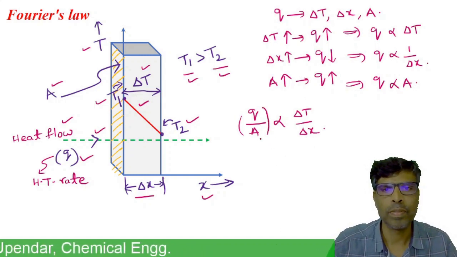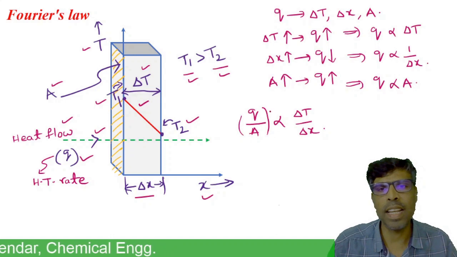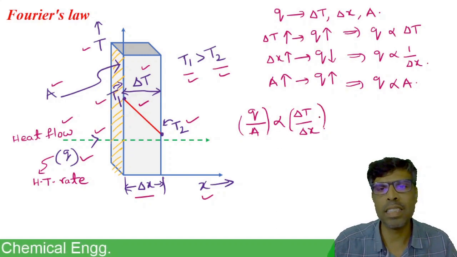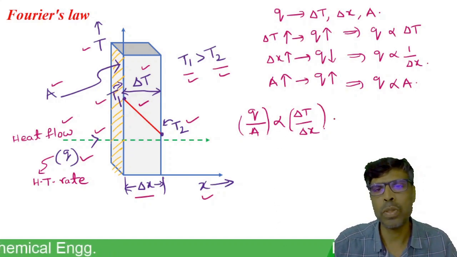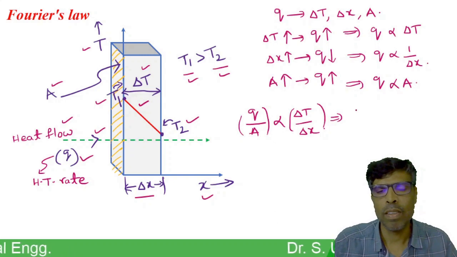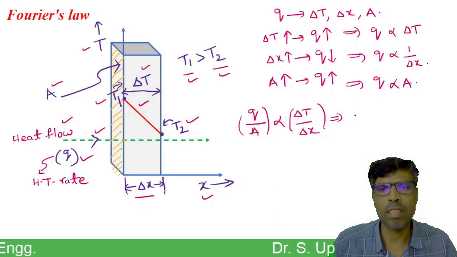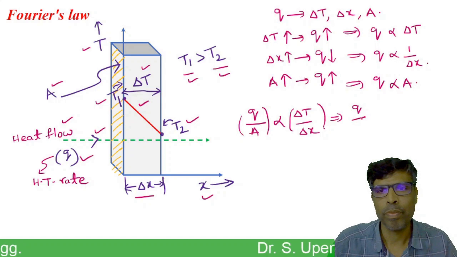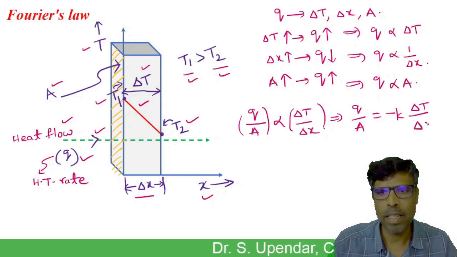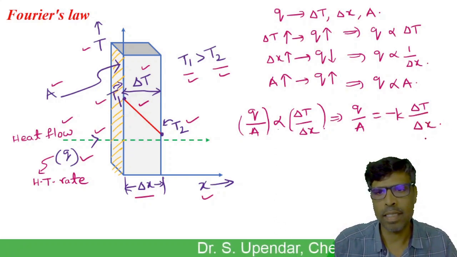Here heat flux is defined as heat transfer rate per unit area. Temperature gradient is change in the temperature with respect to distance. We can express this relation including the proportionality constant: Q by A is equal to minus K into delta T by delta X.